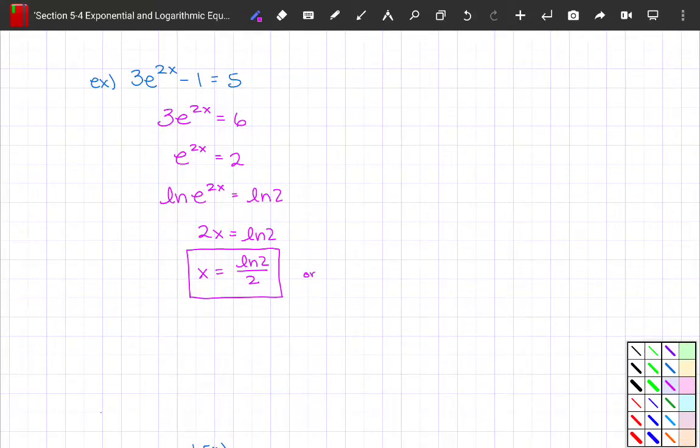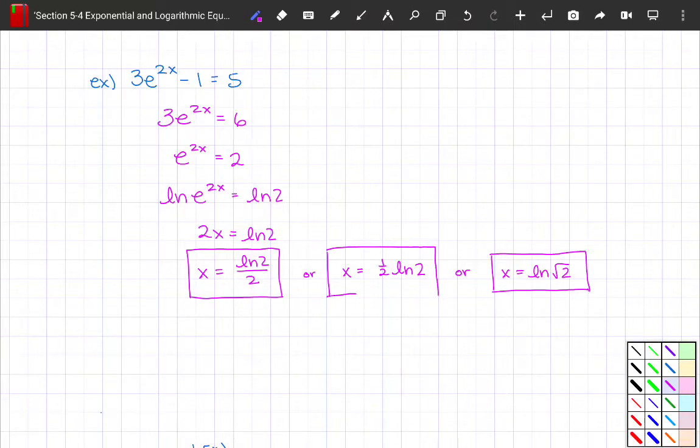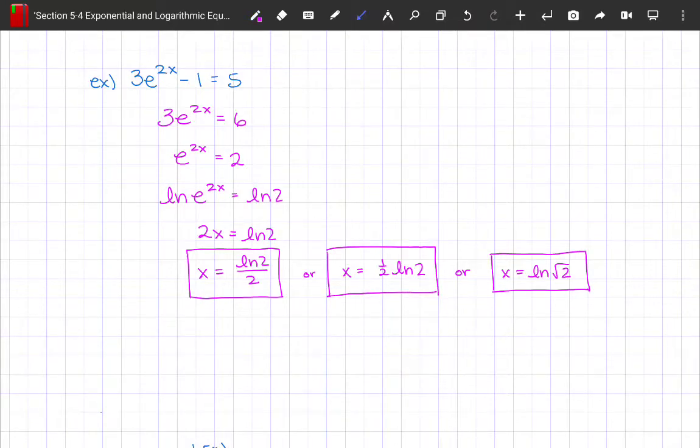I just want to make a note here. This one's kind of sneaky. Remember, natural log of 2 over 2 is the same thing as 1/2 natural log of 2, which means you could write it as natural log of square root of 2. I don't care which way you write it. Any one of these three is fine. But again, I just wanted to point that out in case it's a multiple choice test. And maybe this one isn't given, but it's given in this form. So just remember that they are equivalent.